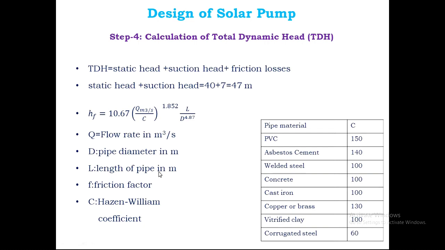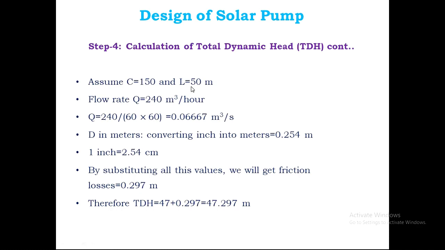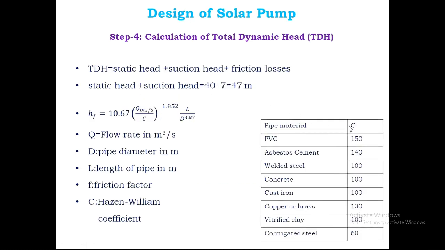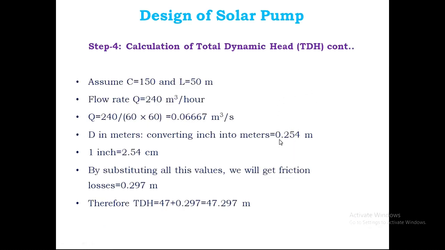You can choose the length of the pipe, that should be more than this. So I am choosing the length 50 meters, and I am choosing C value 150, because I am choosing the material PVC. After substituting all these values, you will get frictional losses in meters, that is 0.297. Now you can get the total dynamic head, that is 47 plus 0.297.